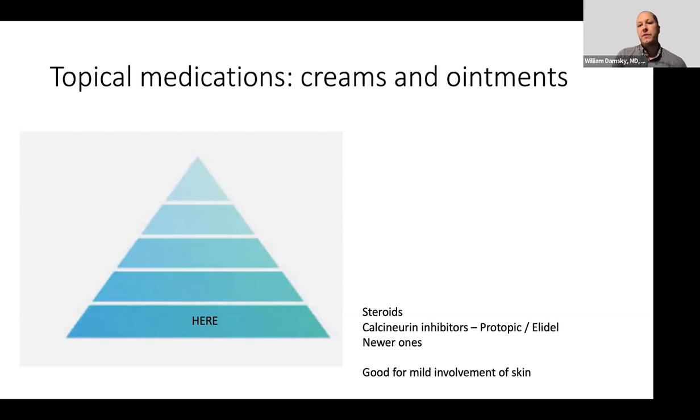Well, creams and ointments are kind of the first line therapy. So steroids, a lot of people in the audience are probably familiar with prednisone, which is an oral steroid. There are also topical steroids, which are built into creams and ointments.